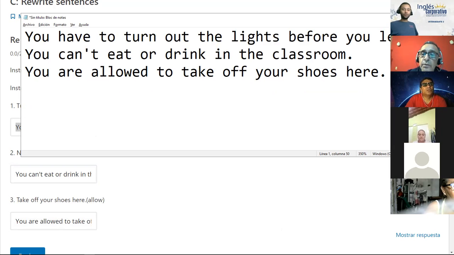Quedarían así. You have to turn out the lights before you leave. You can't eat or drink in the classroom. You are allowed to take off your shoes here. Solo acuérdese siempre, mayúscula inicial, punto al final, que no queden dobles espacios, un espacio al principio, un espacio al final, nada de eso. Y que cada palabra esté escrita correctamente, que el apóstrofe sea un apóstrofe, y vamos a estar bien.